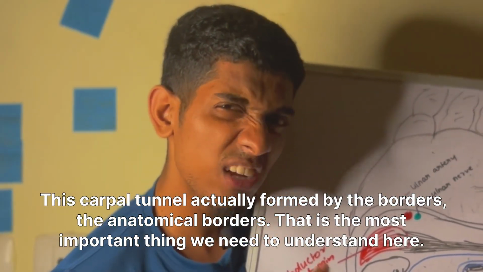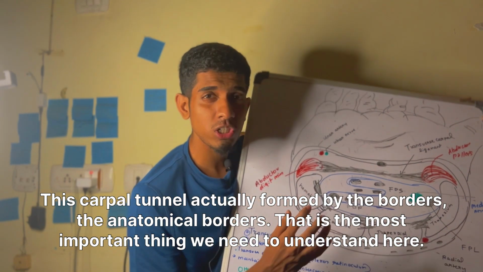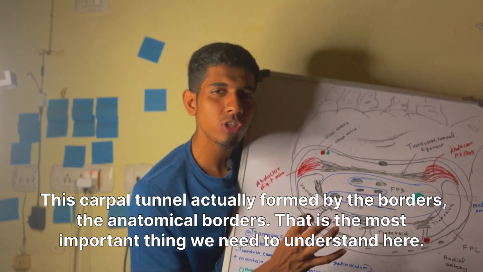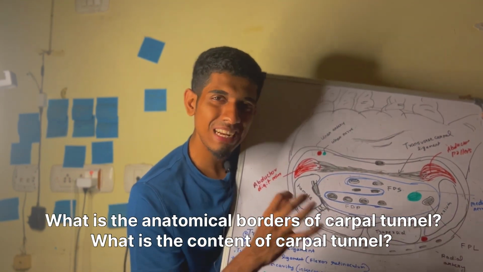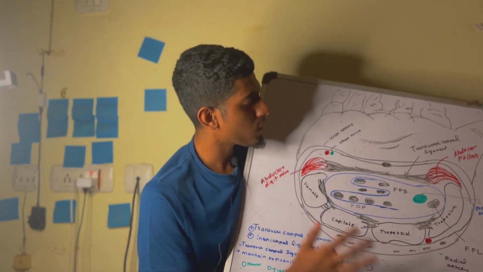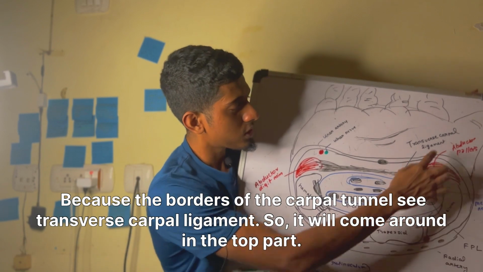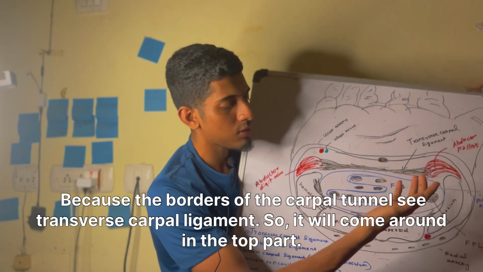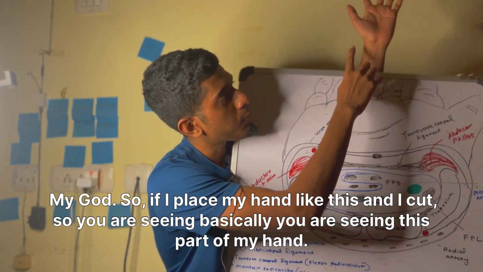This carpal tunnel is formed by the anatomical borders. That is the most important thing we need to understand here. What are the anatomical borders of the carpal tunnel? What is the content of the carpal tunnel? What are the borders of the carpal tunnel? See, the transverse carpal ligament. It comes around the top part.